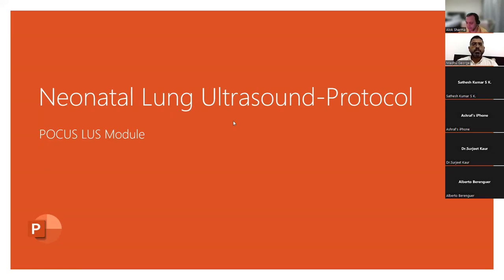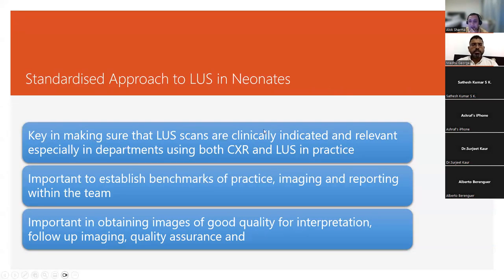So I'm going to make a start by basically talking a little bit about a very important topic today, and that's the standardized approach to performing lung ultrasounds in neonates. So over the next 45 minutes, what we're going to do is talk about the protocol, talk about how we take and do a lung ultrasound scan in a neonate, why we choose the probes we do, what is the standardized approach to performing lung ultrasound, how we image optimize on the machine, and then after that, really how we report.